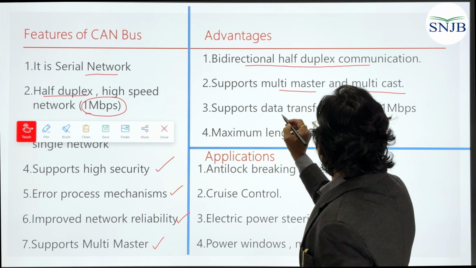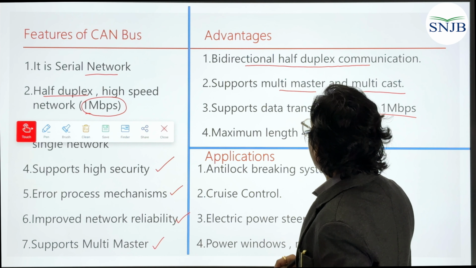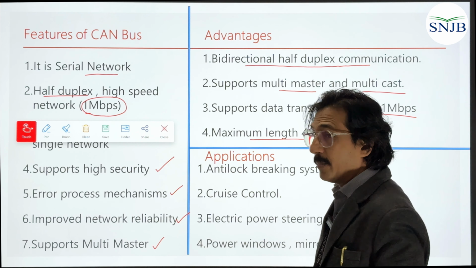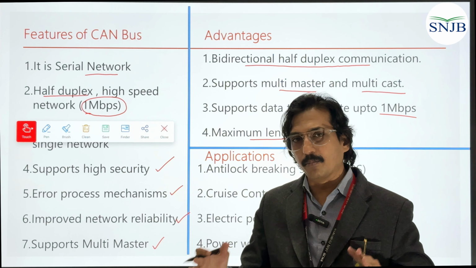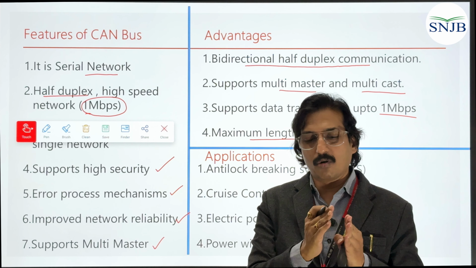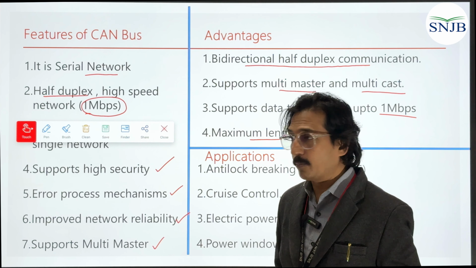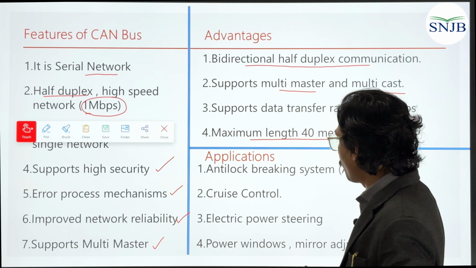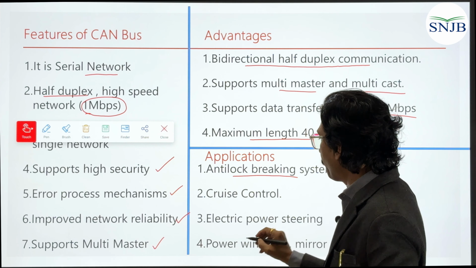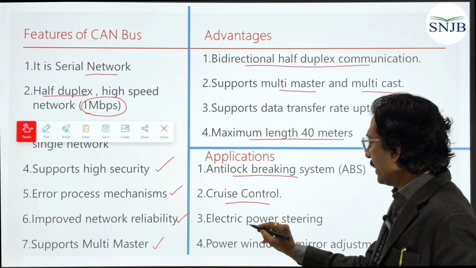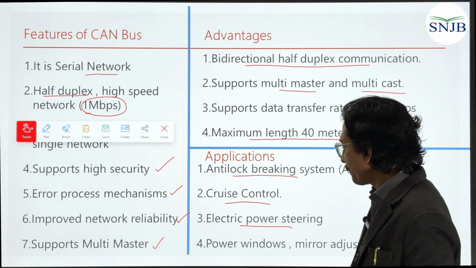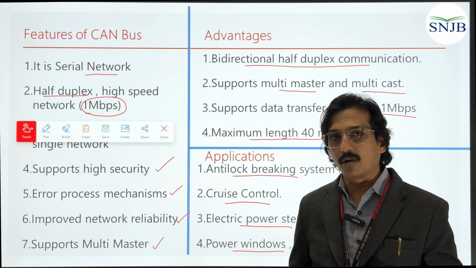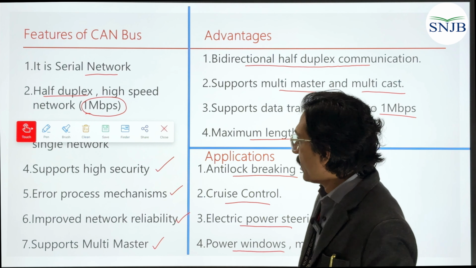It supports data transfer rate up to 1 megabit per second. Maximum length is up to 40 meters. So this is good as compared to I2C. I2C is for short distances, but this can support up to 40 meters. Its applications are in four-wheelers for anti-lock braking system, cruise control, electric power steering, and power windows. So this is specifically for four-wheelers.